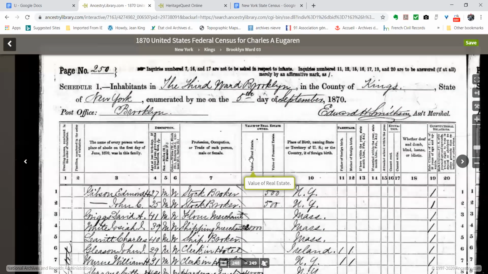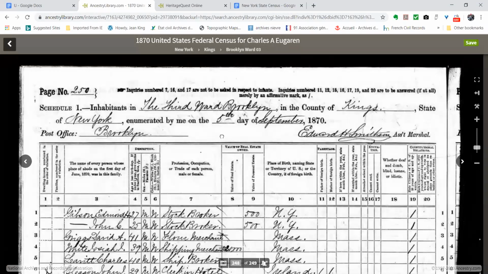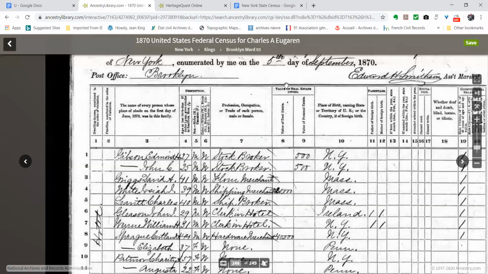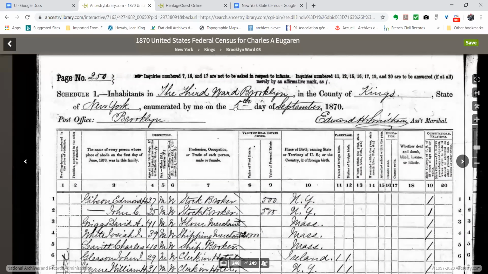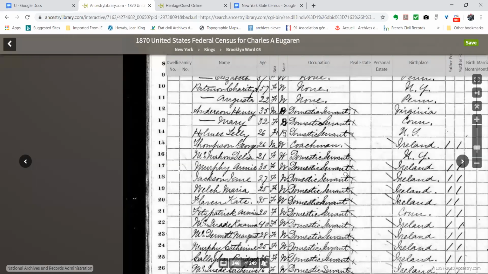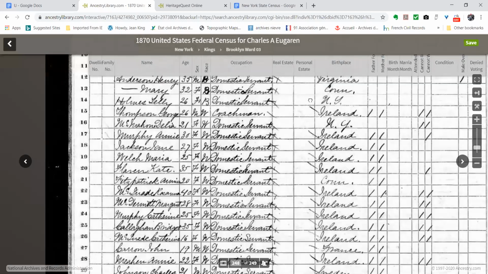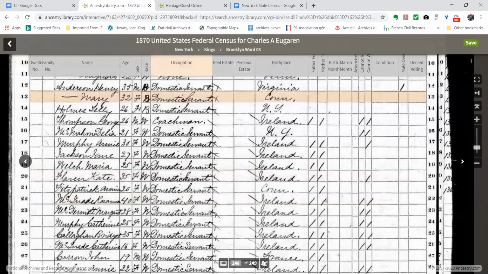At the top of the page is where it'll give you what part of Brooklyn, the date that this census was taken, the name of the assistant marshal. Oh, I didn't even realize that. And so again, there's not a lot of difference between this one and the 1860.